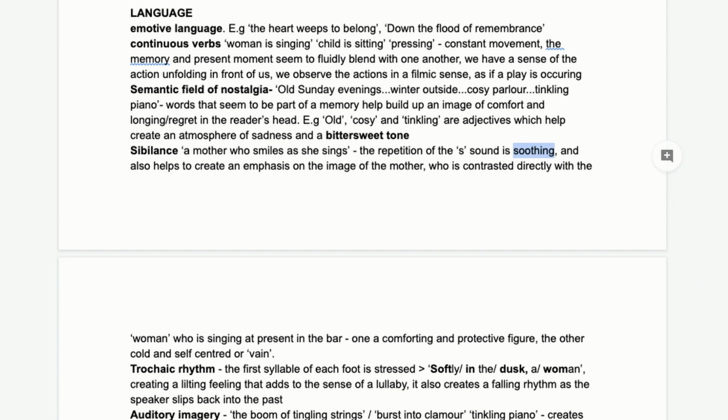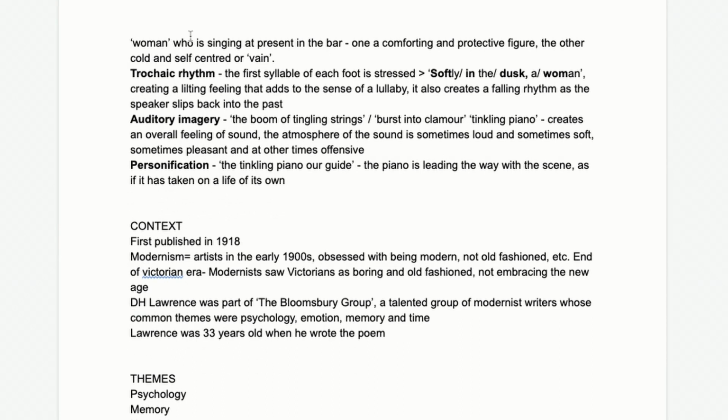The mother and the woman, as I was saying, they're contrasted directly, so that he doesn't like this singing woman. She might be a good singer, she might be very beautiful, but she's not his mother, and he's connected more to her as this nurturing and creative presence, whereas the woman in front of him seems like quite a selfish person who's just singing to enjoy herself, or for the sake of having a job, rather than actually creating this strong feeling that he had when he was connected to his mother. So she's cold, self-centered, or vain, the woman, whereas the mother is comforting and protective.